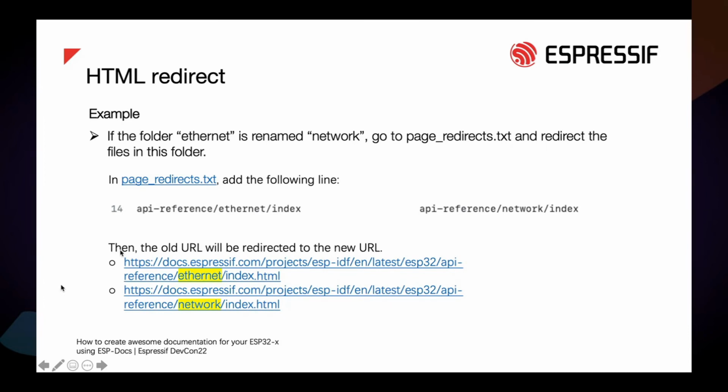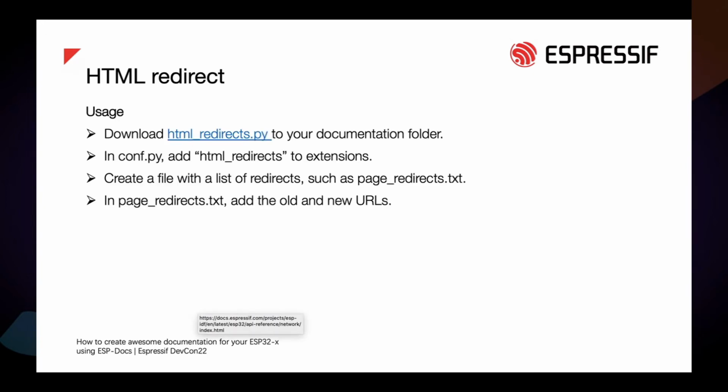So after the documentation is built, the old URL will be redirected to the new URL. This is the old one, and this is the new one. Once you click this link, you will be automatically directed to this link. Again, if you don't want to use ESP Docs but still want this feature, you could follow this section to implement it in your own repo.